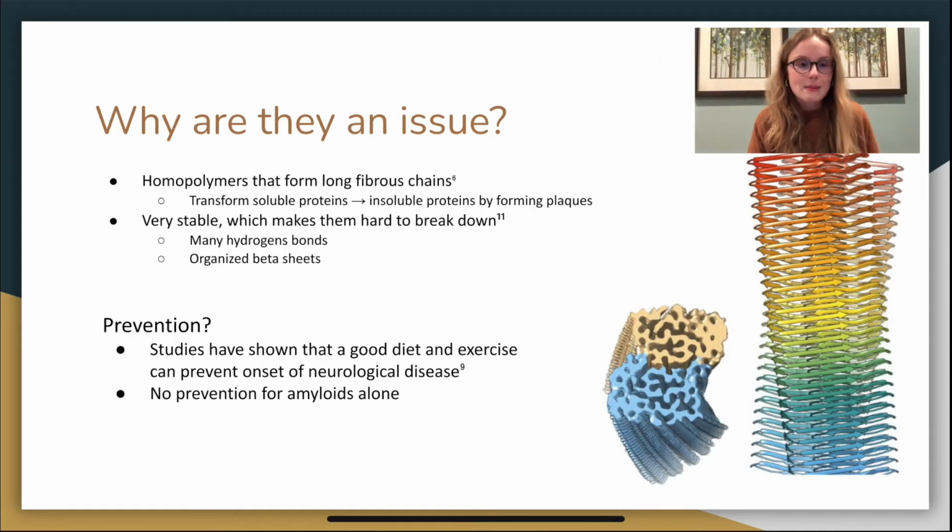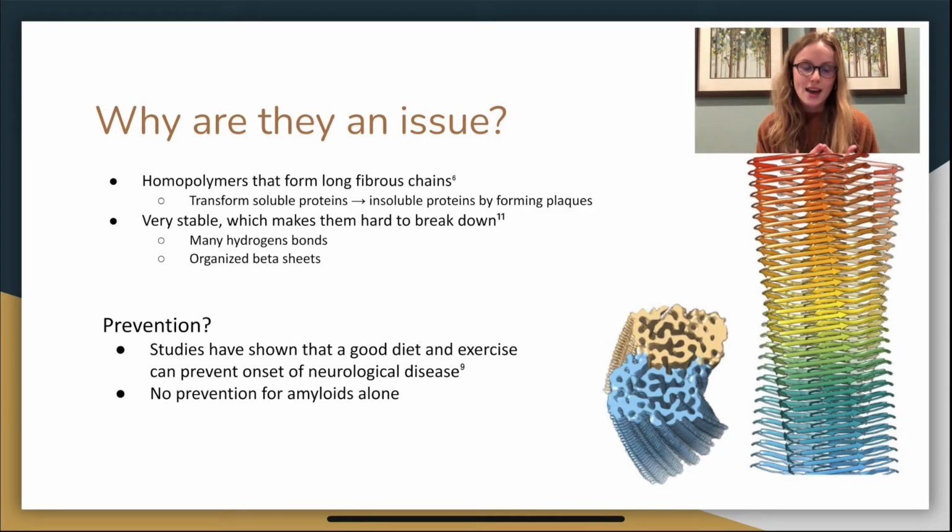After selective enzymes cleave the APP to form amyloids, they can clump together to form long fibrous chains and transform a previously soluble APP to an insoluble plaque of beta amyloids, which are composed of several organized beta sheets, and in between those beta sheets are rows of hydrogen bonding. And both of those features contribute to the stability of the protein and consequently make them extremely hard to break down in the body.